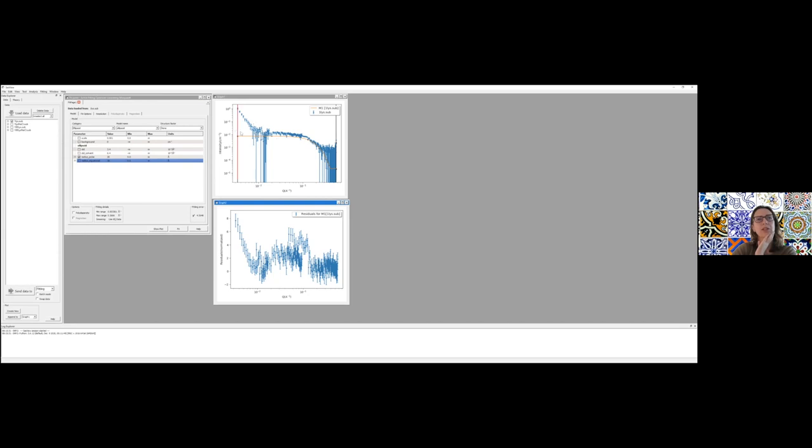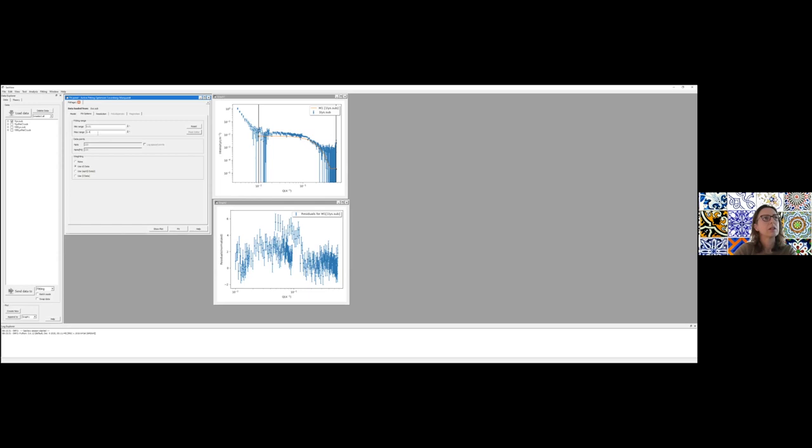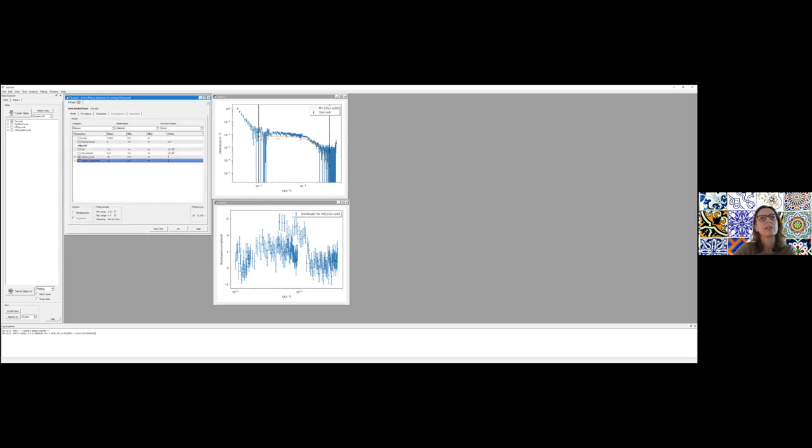So I don't want to fit the data including this part here at low Q and this noisy part in the high Q. So you go to the second tab, it's called Fit Options, and we're going to limit the Q range to 0.01 and then up to 0.4. Okay. And you can see that this fit line is now much shorter. So we're going to try and fit only in this range defined by the two black lines.